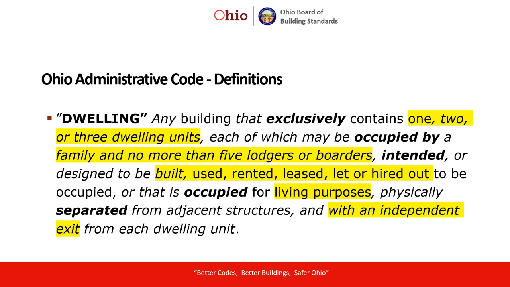So essentially a dwelling is going to be referring to a particular kind of building, and that building has 1, 2, or 3 dwelling units within it, each one with independent exit. The occupancy of 5 lodgers and boarders is going to become important when we start looking at some of the other residential occupancies, and I'll remind you of that when we get there.